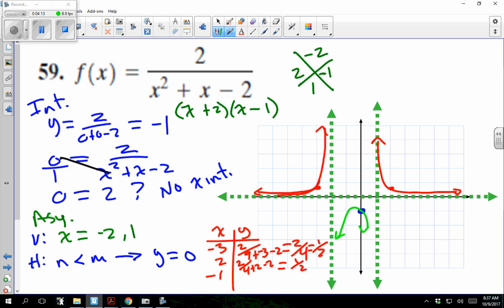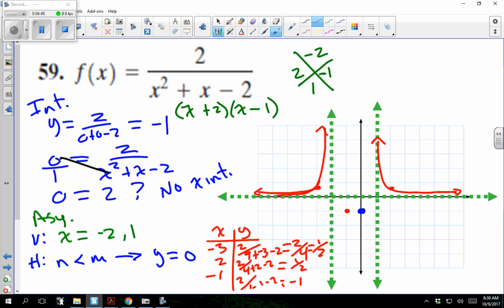Now, it may make us feel better to plot another point. So let's go ahead and plug in -1. -1 becomes 2 divided by 1 minus 1 minus 2. I'm sorry, 2 divided by -2 is going to be -1, which gives me this point right here.